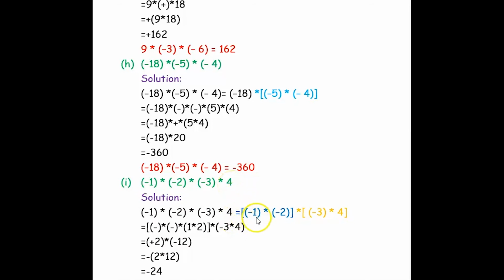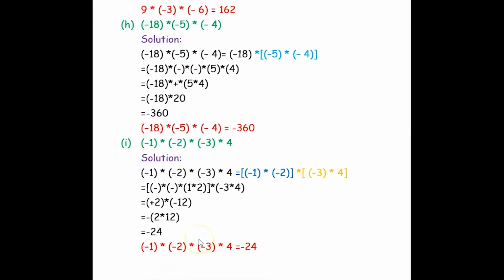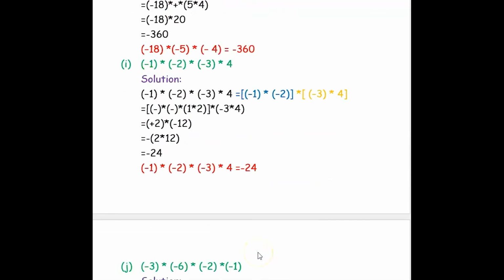So here I am doing it with association. So negative 1 into negative 2 into negative 3 into positive 4. So negative 1 into negative 2. So negative and negative will become positive and 1 into 2 is 2, into negative 3. So one negative integer with one positive integer will give you a negative integer. So into negative 12. Again we have only one negative integer here, so it's preceded with a negative sign, and 2 into 12. So 2 into 12 is 24. So it's negative 24. So thus negative 1 into negative 2 into negative 3 into positive 4 is negative 24.